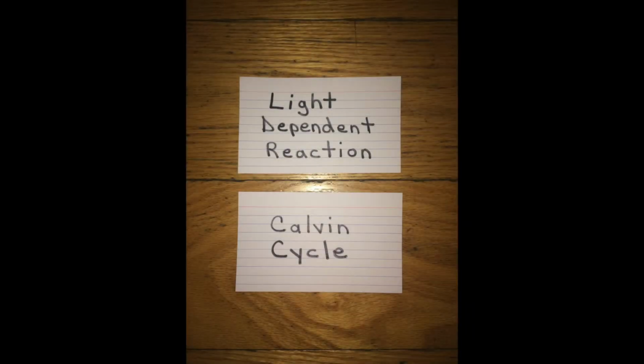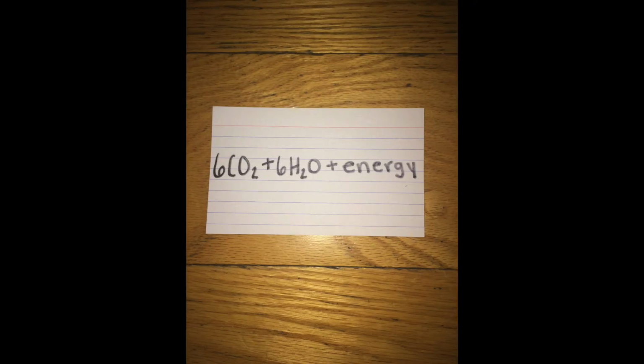Photosynthesis occurs in the chloroplast of a leaf. It has two sets of reactions, the light-dependent reaction and the Calvin cycle. Inside the chloroplast there are thylakoids, which is where the light-dependent reactions take place. This is where light energy is converted into chemical energy. The reactants are 6CO2 plus 6H2O plus energy.